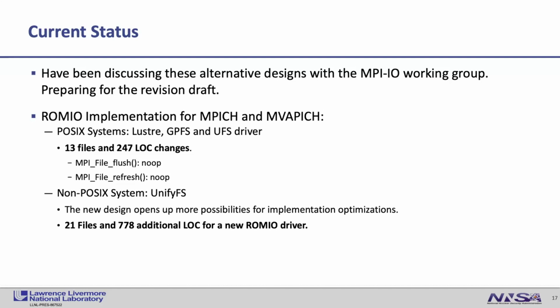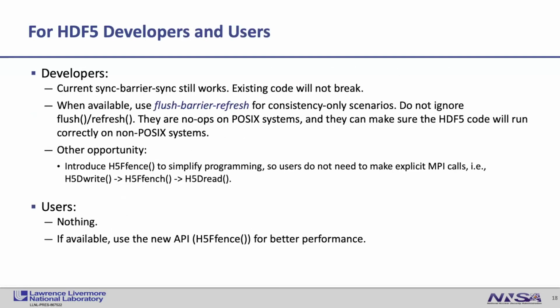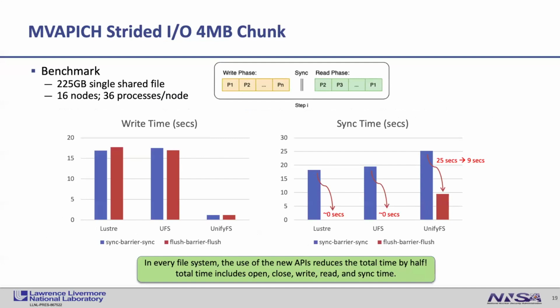And I also added a new driver for UFF, which is a non-POSIX file system, to demonstrate the benefit of this new API. So in terms of data, I'll go to this slide first. In terms of performance, you will never lose performance because it's just a no-op on POSIX file systems, so you're going to get portability and performance at the same time.